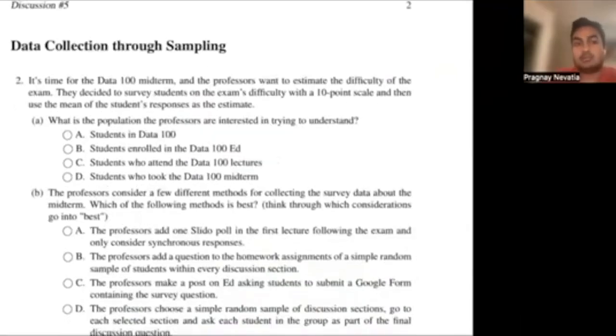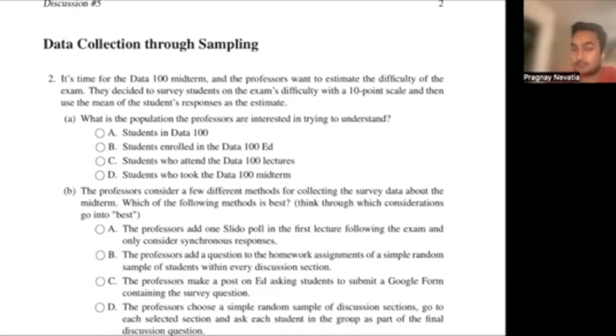So here, in question 2, we'll be talking about the professors wanting to survey the students on the exam's difficulty and use the mean of the students' responses as the estimate. So the first part asks us, what is the population that the professors are trying to understand? Is it A, B, C, or D?